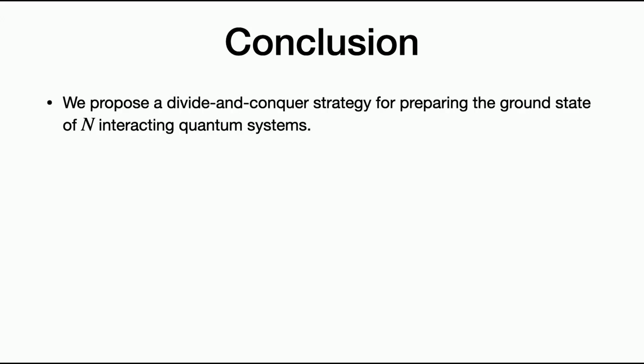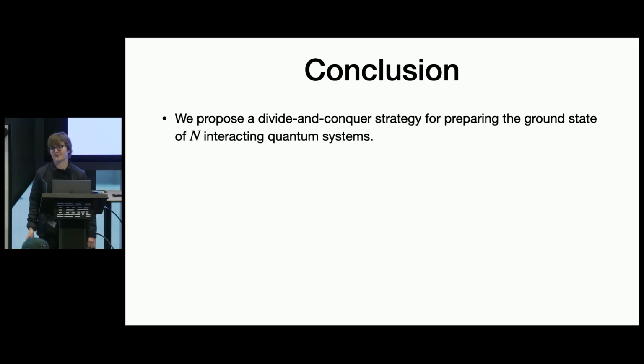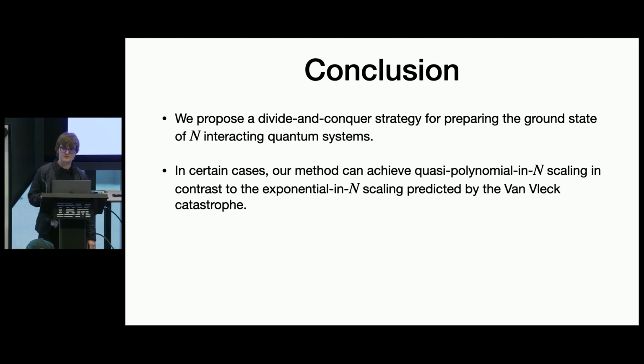OK, and that brings me to the conclusion. So what we did is we propose a divide and conquer strategy for preparing the ground state of n interacting quantum systems. And we show that in certain cases, our method can achieve a quasi-polynomial n scaling, in contrast to the exponential in n scaling anticipated by the Van Vleck catastrophe.